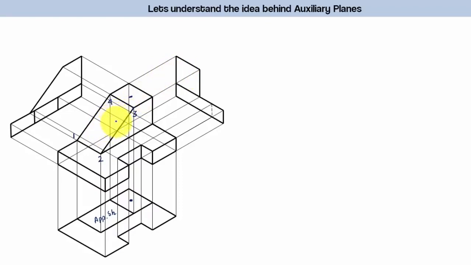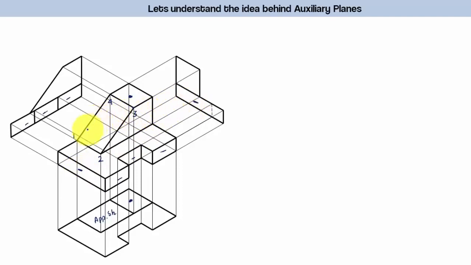That means orthographic projection right now is a bit unfair towards this profile of the entire object, because all the other profiles have been represented by their true shape and sizes. These three rectangles have been represented by their true shape and sizes in the front view. As far as this rectangle is concerned, its true shape and size can be seen in the top view. As far as this rectangle is concerned, its true shape and size can be seen in the side view.